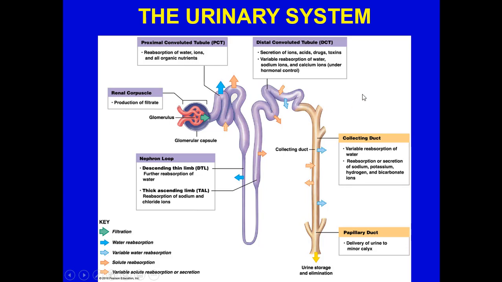This is where we get into some really interesting things, because you're going to have secretion of ions, acids, drugs, and toxins. In other words, we're going to pump them back in at the DCT level. You're going to have a variation of reabsorption of water, sodium ions, and calcium ions. This will be totally under hormonal control, so it gets variable here. Then we go into the collecting duct. Here you have what's, again, called the variable reabsorption of water. In other words, some water may get pumped out. You may have either some pumping out again of further sodium, potassium, hydrogen, bicarbonate ions, or reabsorption, depending. And so you end up with delivery of the urine, in its final state, in the minor calyx, and then it heads out to urine storage and elimination.